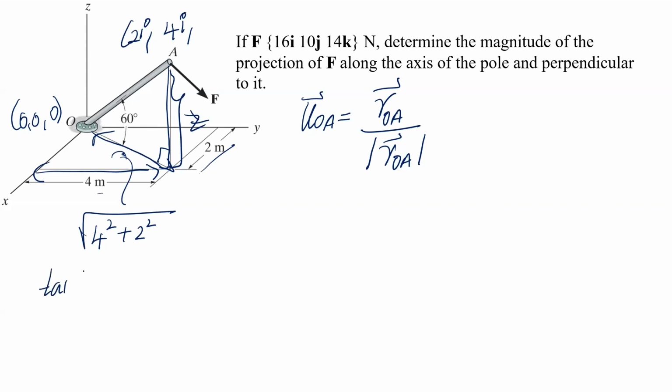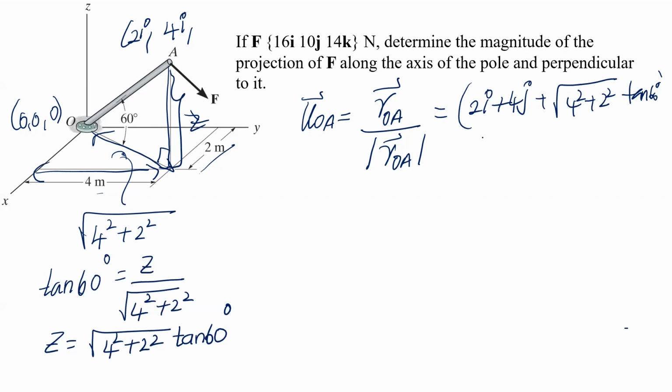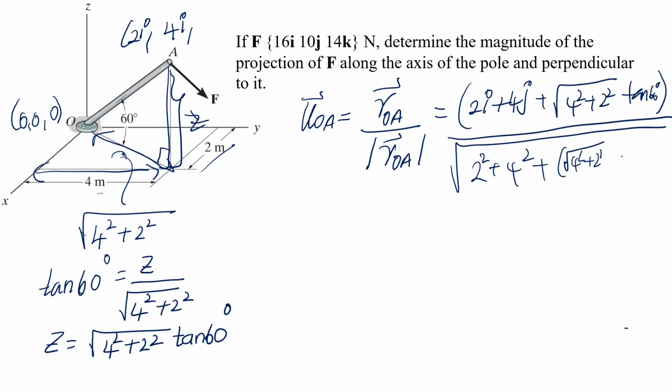And by using this right-angled triangle, I can use tan 60, that's why the 60 degrees is given, which is going to be my z divided by the square root of 4 squared plus 2 squared. So my z is simply going to be the square root of 4 squared plus 2 squared times tan 60. So my position vector is simply going to be my coordinates of A. So it's 2i plus 4j plus the square root of 4 squared plus 2 squared times tan 60 k, divided by the magnitude of this whole term, which is the square root of 2 squared plus 4 squared plus the square root of 4 squared plus 2 squared times tan 60, whole thing squared.